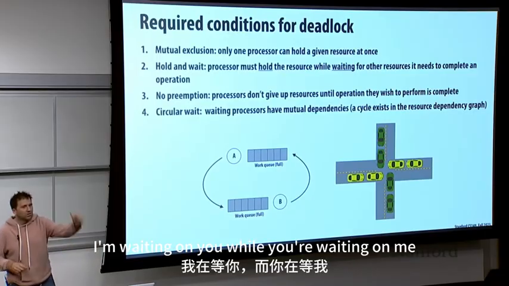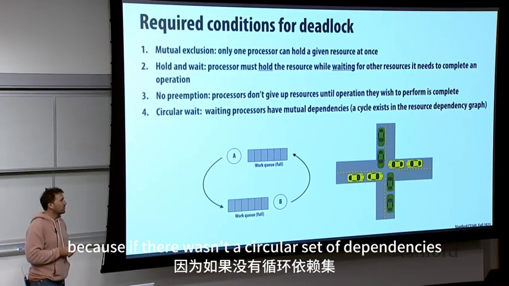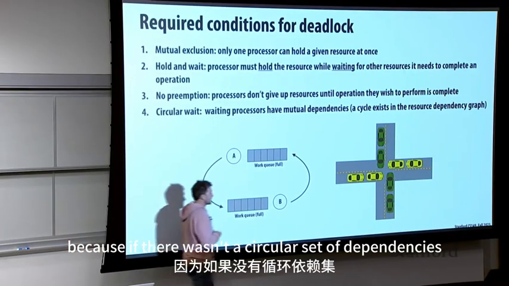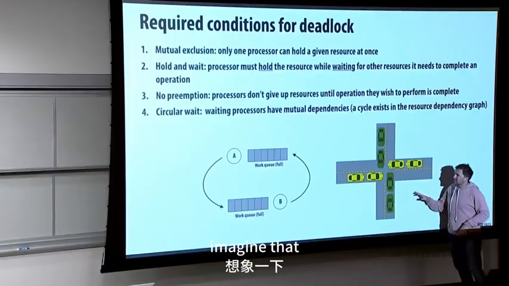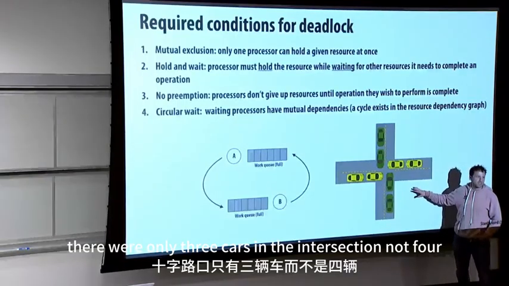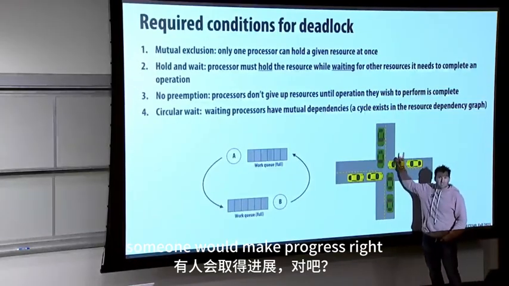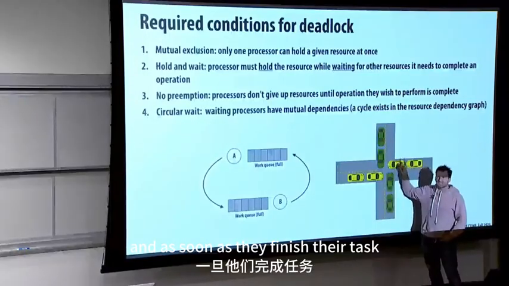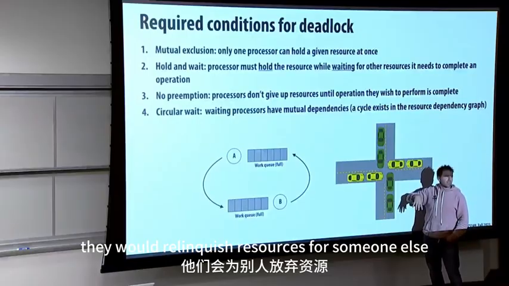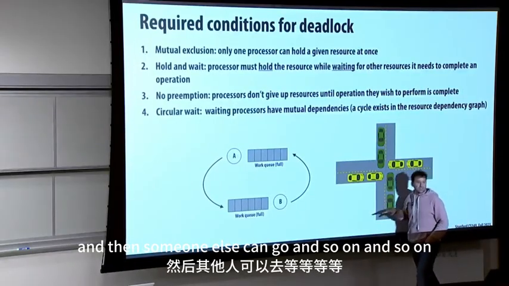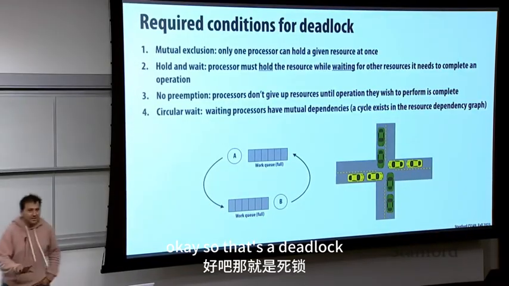I'm waiting on you while you're waiting on me. Because if there wasn't a circular set of dependencies, what would happen here? How would this resolve itself? Imagine that there were only 3 cars in the intersection and not 4. If there were only 3 cars, someone would make progress, right? And as soon as they finish their task getting through the intersection, they would relinquish resources for someone else. And then someone else can go, and so on and so on. Okay, so that's a deadlock.